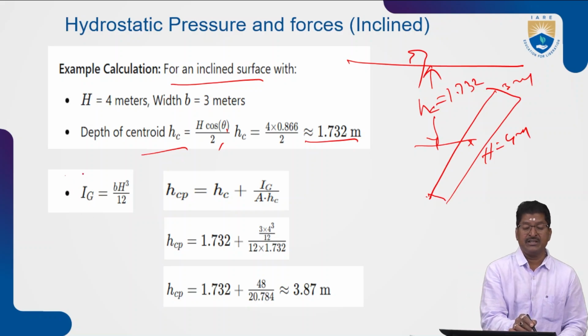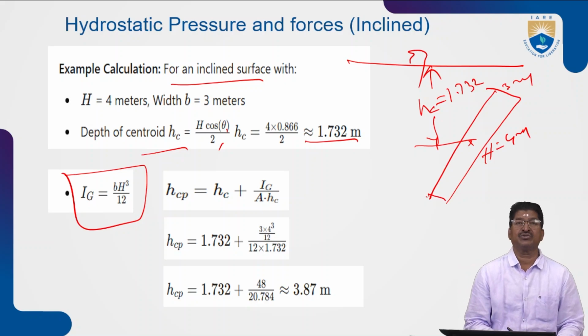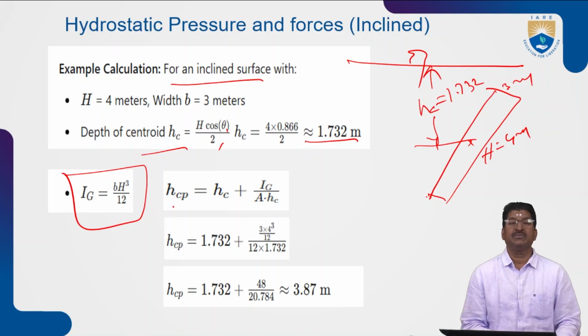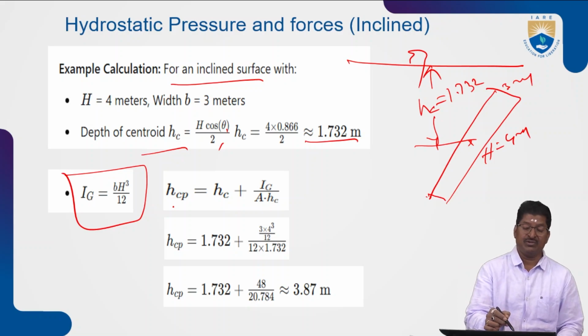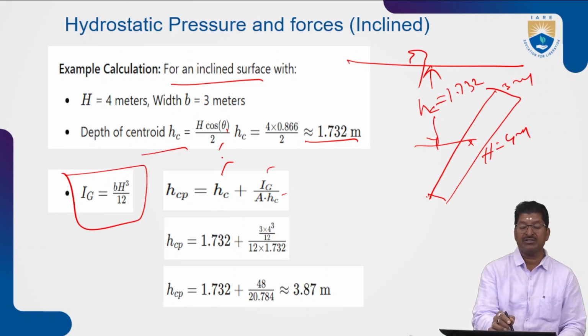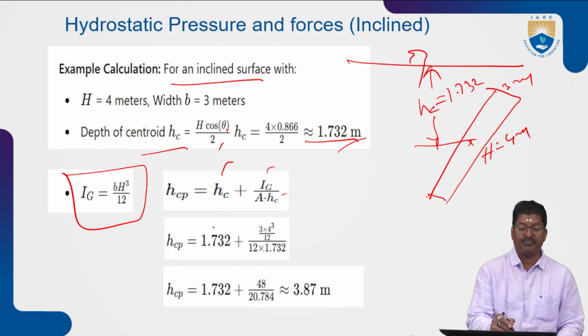Then Ig, the moment of inertia about the centroid, the formula is B H cube by 12. And what is HCP? It is the depth of center of pressure, not the centroid, equal to the depth of centroid HC plus Ig by A HC. HC you already calculated. The depth of centroid is H cos theta by 2, which is 1.732 here. Then Ig, the moment of inertia.